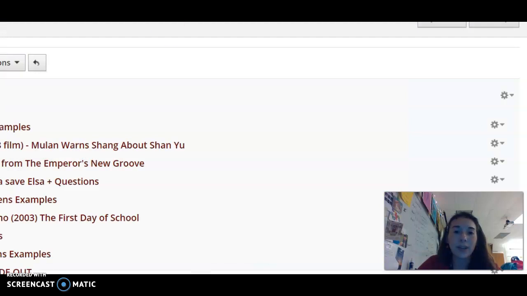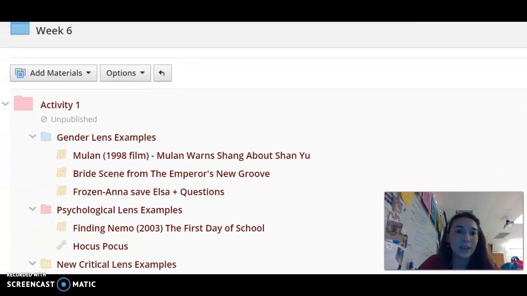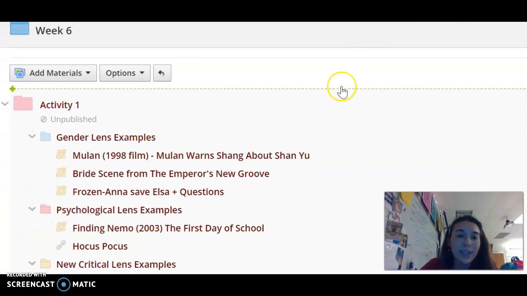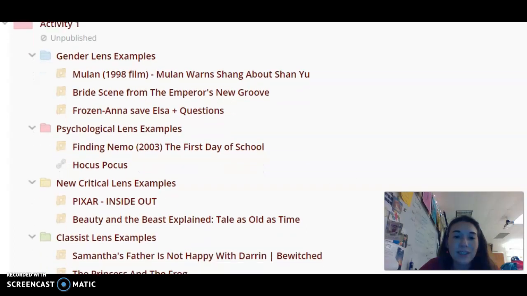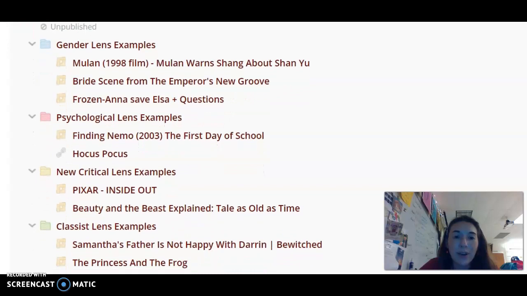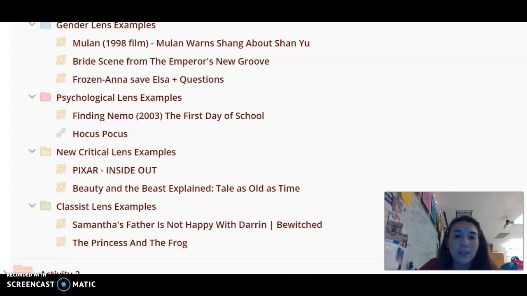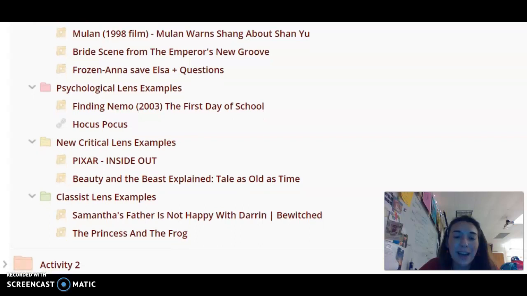Just so that we are all aware of where to find these: if we go into the week 6 folder, into the activity 1 folder, we can see here are our gender lens example videos. We have Mulan, Emperor's New Groove, and Frozen. Psychological lens videos, we have Finding Nemo and Hocus Pocus. New critical lens videos are Pixar's Inside Out and Beauty and the Beast. And then our classist lens is Bewitched and The Princess and the Frog.